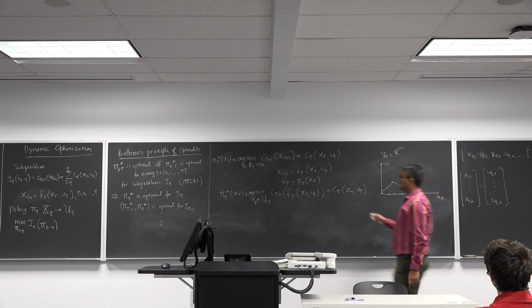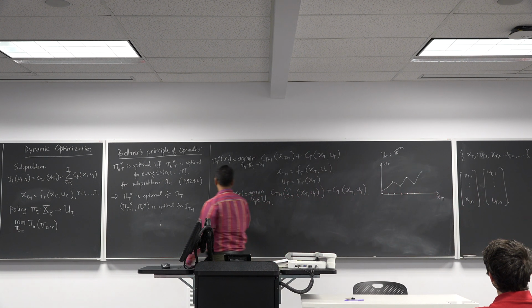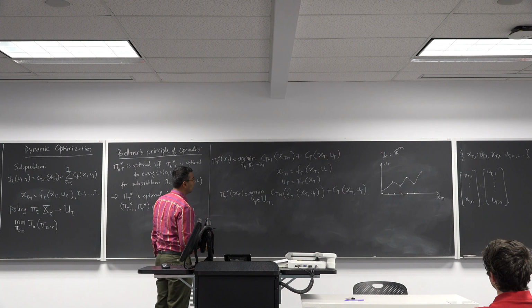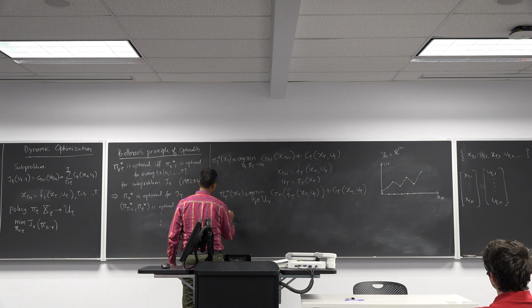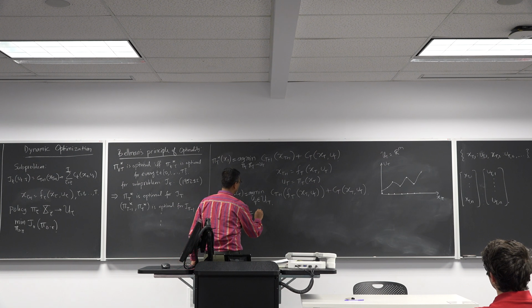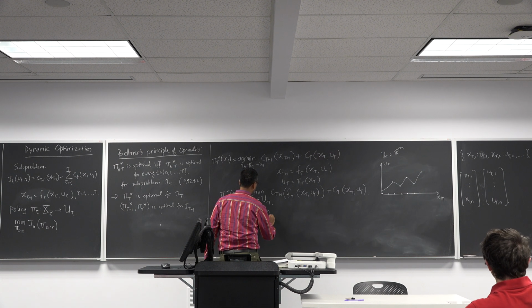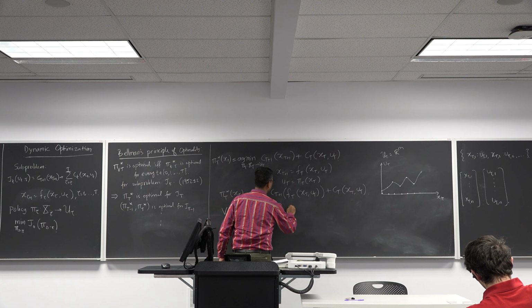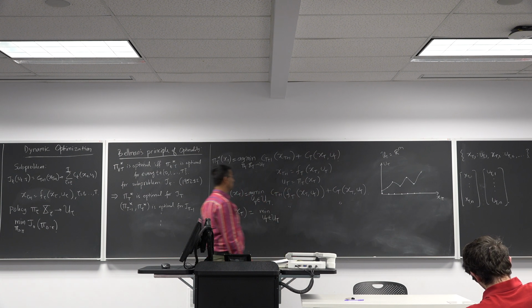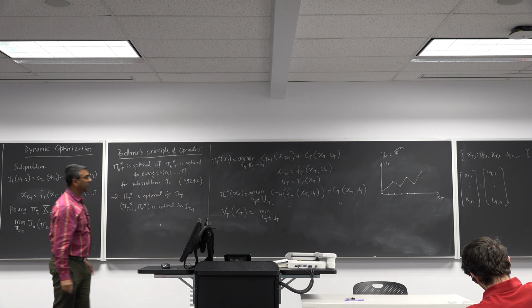Okay. So this is how I will compute pi t star. Now what I am going to do is also store another function called the value function Vt of xt, and this is the minimum over all ut of this particular function.